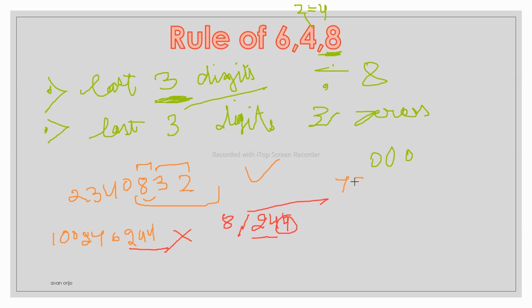Now let me give you another example. Let's say 7 9 3 6 4 9 9 0 0 0. So you have to tell whether it is divisible by 8 or not. Very clearly the second rule says that if the last 3 digits are 3 zeros, and here we can clearly see the last 3 digits are 3 zeros, so I can say that yes, this whole number is going to be divisible by 8. Okay, so I hope that till here you are able to understand the rules.